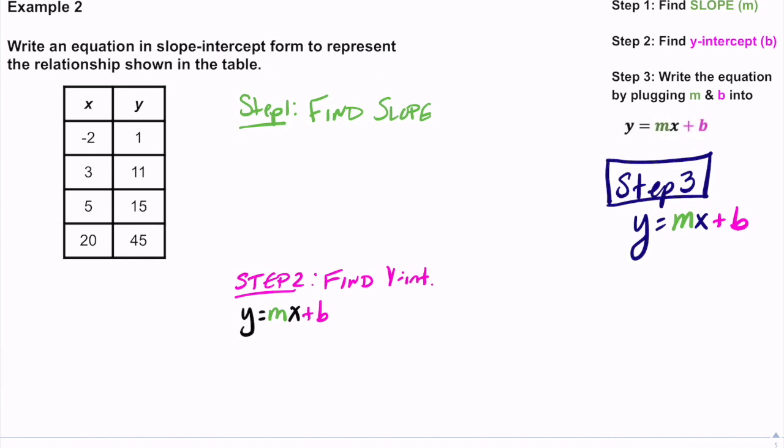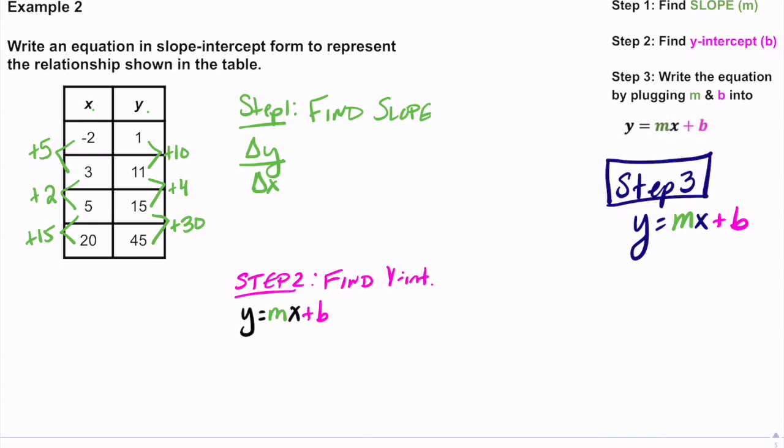Okay. So for example 2, step 1, find the slope. Well, remember, if we're looking for slope, we should be thinking with tables delta y over delta x. So if I look at all of my changes from -2 to 3, my x value increased by 5. From 3 to 5, that's an increase of 2. From 5 to 20, that's an increase of 15. For y, from 1 to 11, y increased by 10. From 11 to 15, y increased by 4. From 15 to 45, y increased by 30.